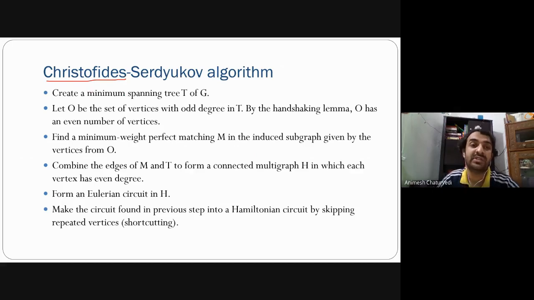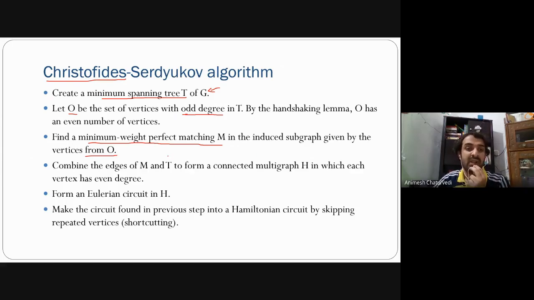So the Christofides algorithm is this. You create a minimum spanning tree T of G first. Then let O be the set of vertices. Means you calculate the degree of all the vertices and create a set of vertices that have odd degree. And then you use this odd degree set for finding the perfect matching. So you want to find the minimum weighted perfect matching out of this set O.